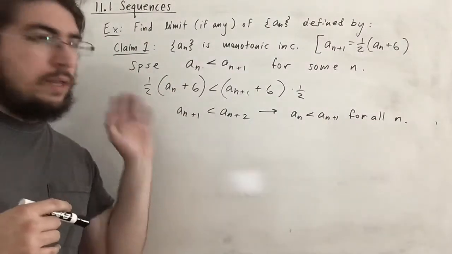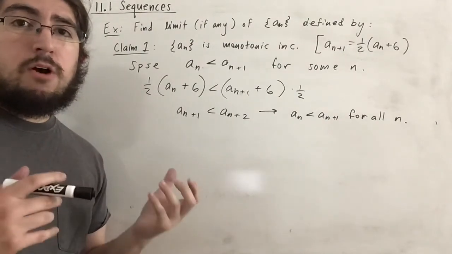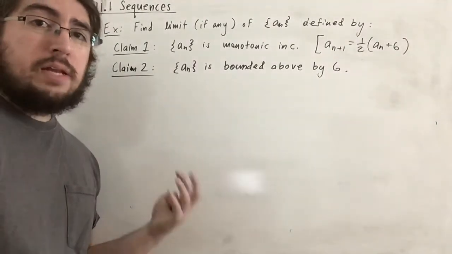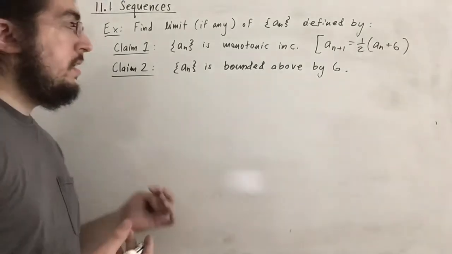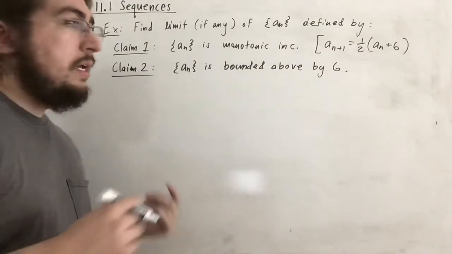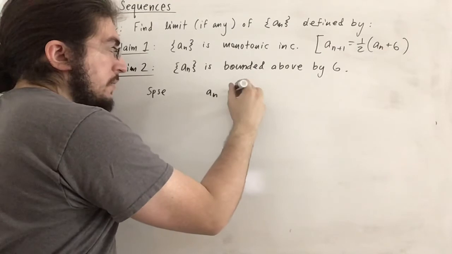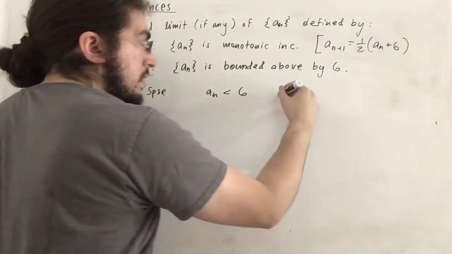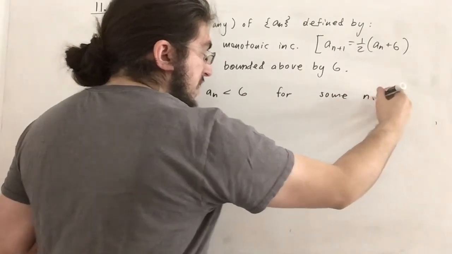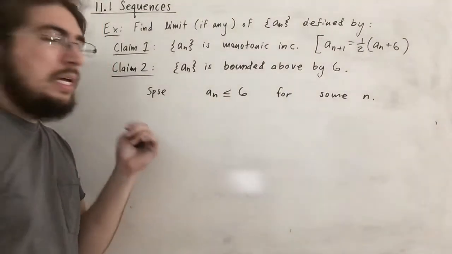Now the next claim, let me erase this and I'll write the next claim down. And that again was that they're all less than 6. All right, so now for this one, I'm still going to apply induction. So the same kind of idea. First off, the claim was that a sub n is bounded above by 6. So we're going to start by supposing that a sub n is less than 6 for some positive integer n. And remember, bounded above technically meant that we're less than or equal to, but that's fine.